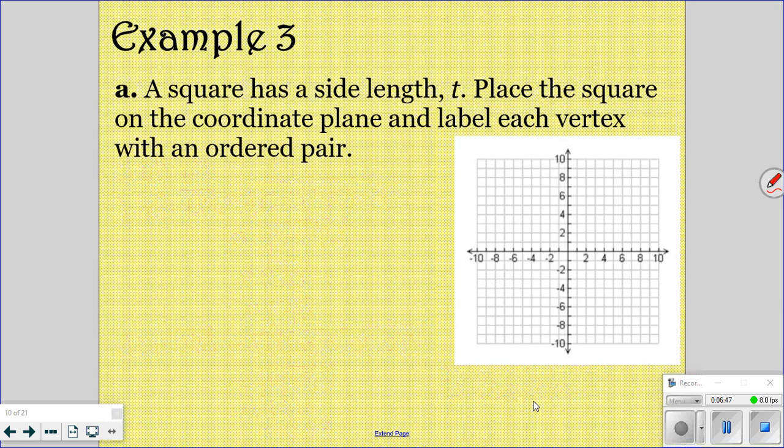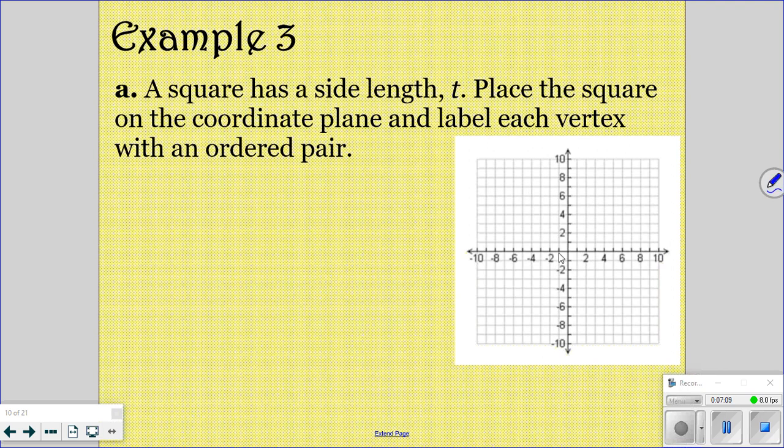Okay, so looking at this one, we want to put a square that has side lengths of t on the coordinate plane and label each vertex with an ordered pair. So y'all pause the video and try and do this one by yourself, and then unpause it and I'll go over what your answers should look like.